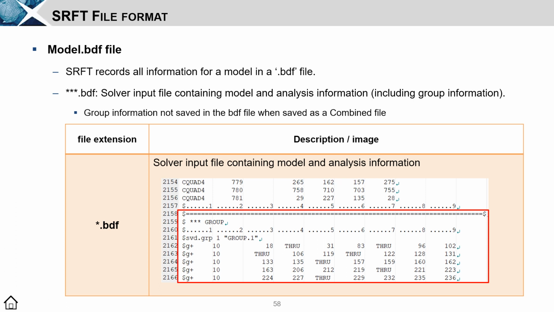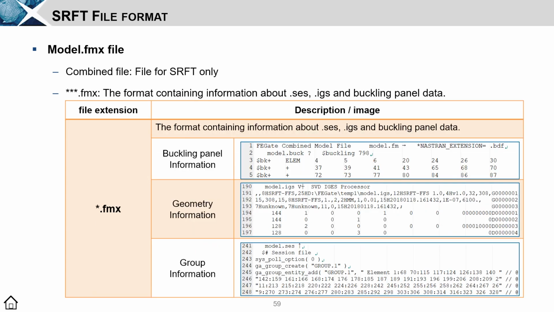Let me explain the file format used by SRFT. SRFT is based on files, which is a Nastran solver deck. It is not a DB structure. When you save a model, all information of the model, including group information, is saved in a solver deck file. When saved as a combined file, it is saved as 2 files. FMX file is a shipbuilding only file that stores IGS information, group session information, and buckling panels.